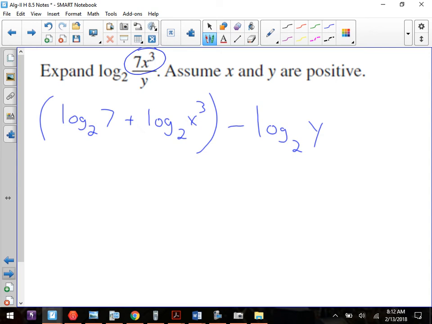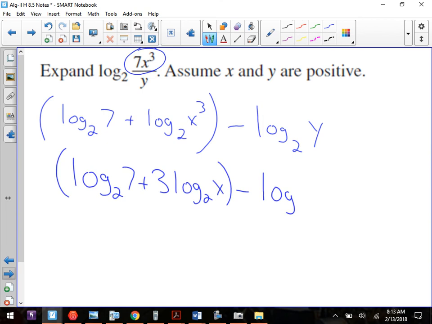There's one more step I can do. Which one? There's one property I didn't touch yet. The exponent, right. And I wanted to make sure you guys saw the split apart first. But if you start going through these, you know that you can rewrite it. So I have log base 2 of 7 plus 3 times the log base 2 of x, subtract log base 2 of y. And that's fully expanded. I just wrote it out as 2 separate steps so that way we didn't forget it. I wanted you guys to see that it's still there.